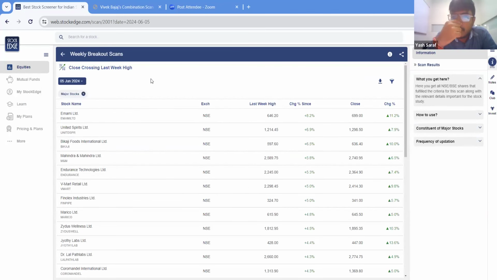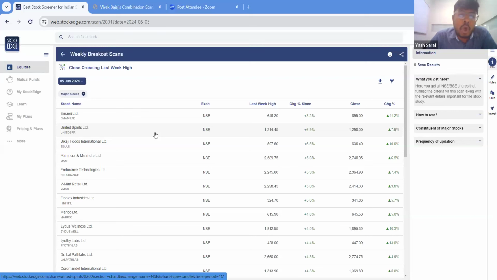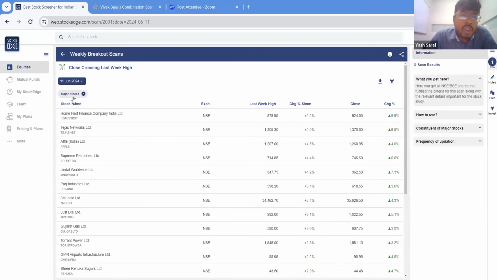अब हम लोग आते हैं scan के output पे। So for example, close crossing last week high, right? It clearly tells us कि जो stocks अपने last week की high को cross करके ऊपर में closing दे रही हैं। So technically it is a weekly breakout scan, right? It is a weekly breakout scan on a daily level. So जो भी stocks इस scan में qualify हो रही हैं, it clearly says that those stocks are strong in the current week itself, right?